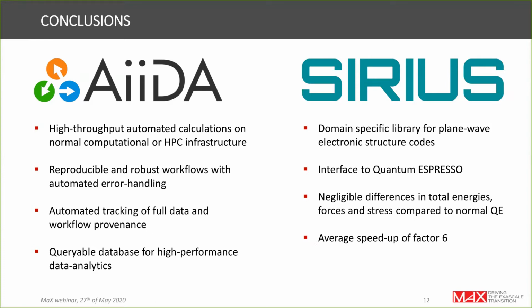And in the second part, I've presented Sirius, which is a domain-specific library for plane wave electronic structure codes. I've shown specifically the usage with Quantum Espresso, but it has been interfaced with different quantum engines. And the current status is that the differences between normal QE and QE-SIRIUS are negligibly small for the total energies, forces, and stresses. And so we're using it in production now. And by allowing to run it on GPUs, we have an average speed up factor of 6.